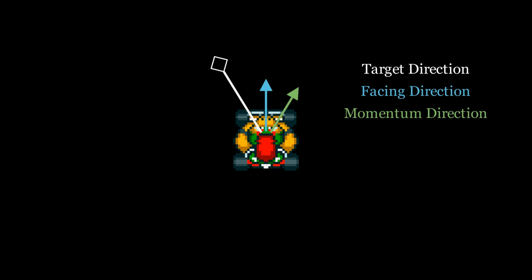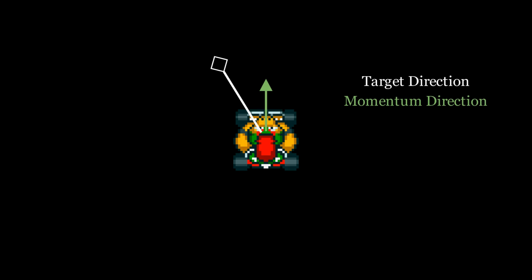However, in terms of AI steering, the momentum direction and the facing direction are exactly the same, so we can ignore the facing direction for now since the momentum is what is used for the calculations. This isn't always the case, however, especially when it comes to player-controlled racers, but I'll discuss that in more detail another time, as player controls are out of the scope of this video.